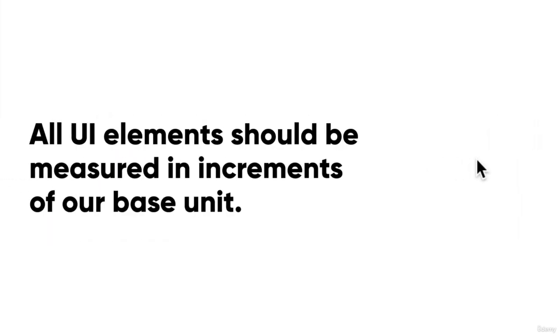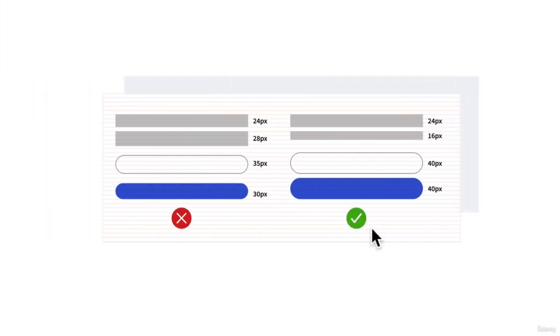Up next is sizing. Now all UI elements should be measured in increments of our base unit. This helps us with a bunch of things like clear alignment, consistency, and hierarchy. Let's take a look at the difference between the two here. One's using an 8 pixel base unit, the other one isn't really using anything, and there's just no rhythm. It may seem minuscule, but if I were checking out a product or a website and I came across a credit card input like this, paired with all these different UI elements, I would think twice about entering my information.